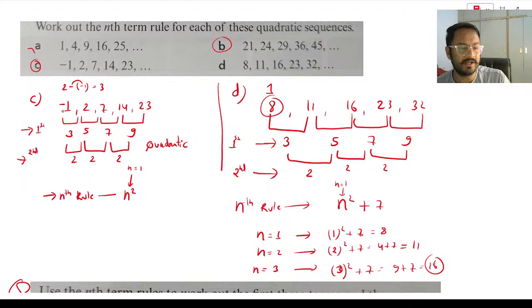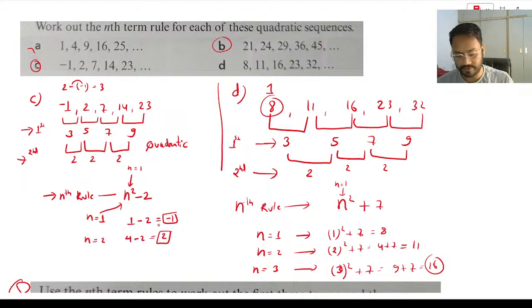Now you can check your answer again by putting 2. If I put n equal to 2 here, 2 square is 4. 4 minus 2, you will get 2. So that is how we need to do. So this is how we got the answer. So the answer of C part will be n square -2.